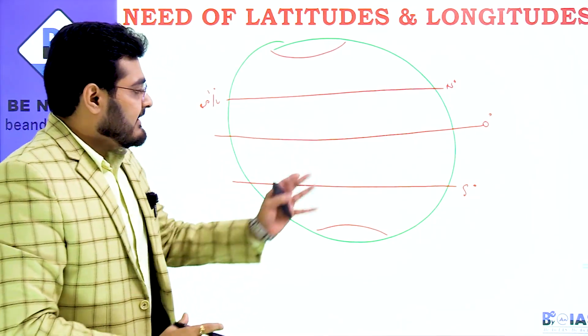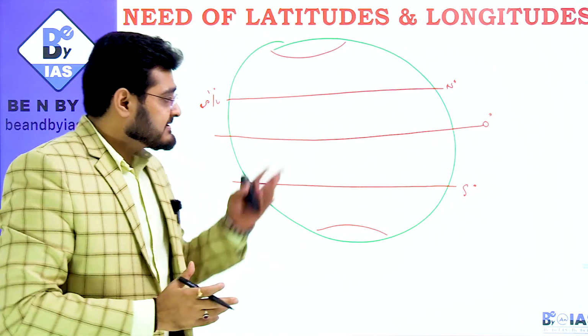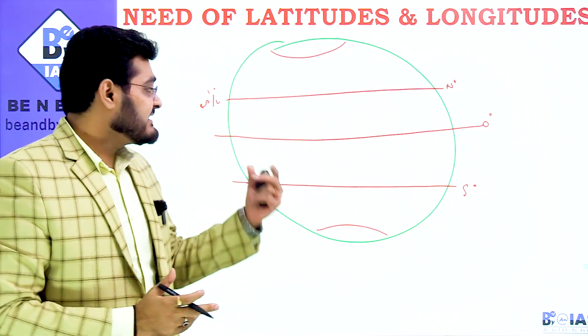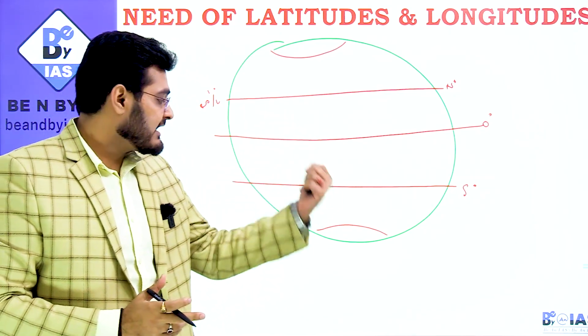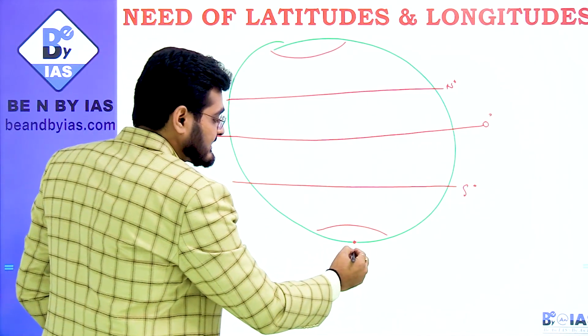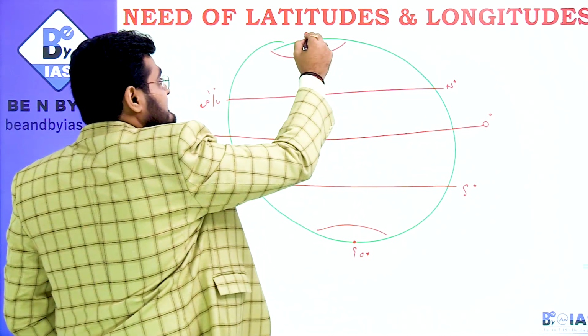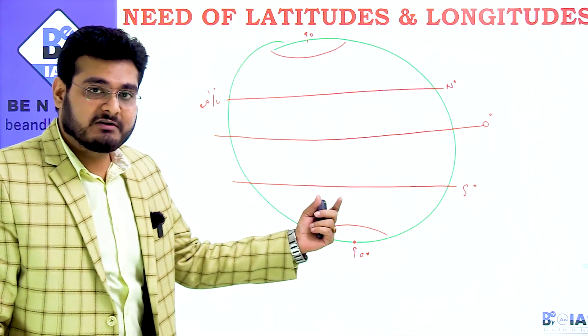Now the 0 degree is an imaginary line. This is a latitude. How are they formed? Why is it 0 degree? Why is it 23 and a half degree? Why at the poles do we call it 90 degree? Why is it 90 degree at the poles? Those things I'll explain to you just after this.